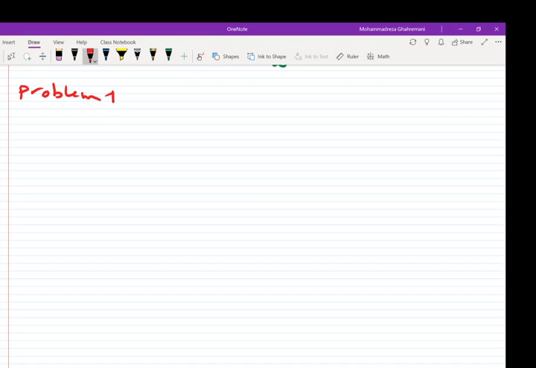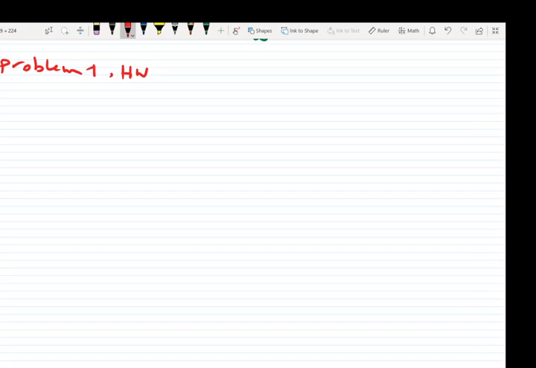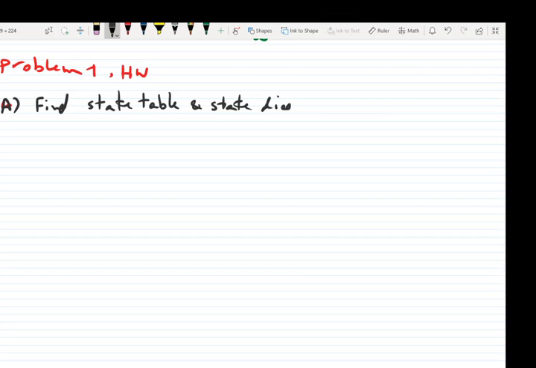Okay, the first problem from homework has two parts. Part A: find the state table and state diagram.